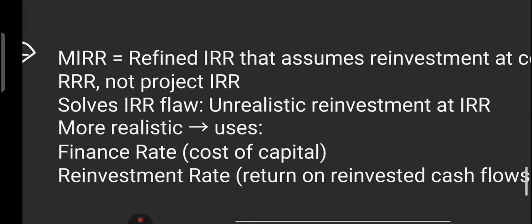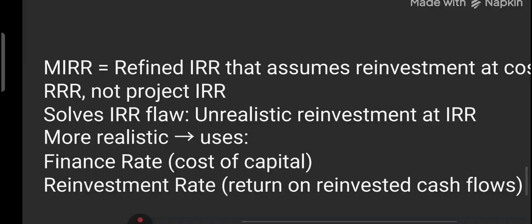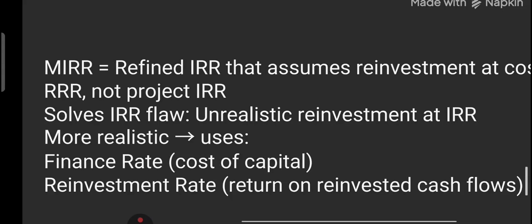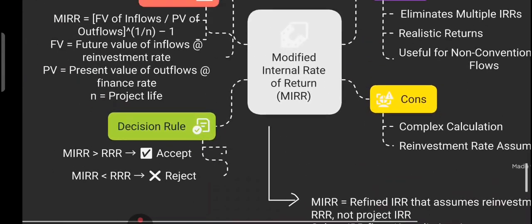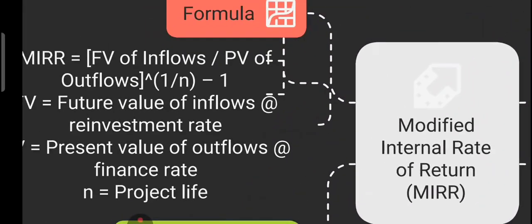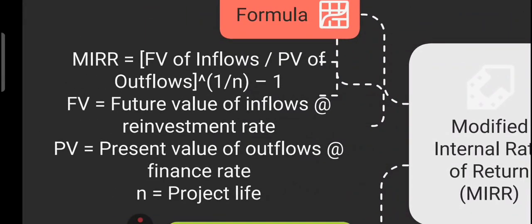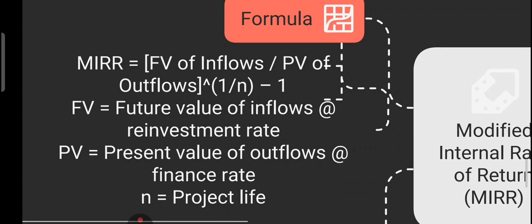So the flaw of IRR, which was unrealistic reinvestment at IRR, has been corrected by the MIRR, because it uses two practical rates: finance rate and reinvestment rate. If you look at the formula of MIRR, the formula is very simple. It is future value of inflow divided by present value of outflow, to the power 1 upon n, minus 1. So future value of inflow, which means what? It means at the reinvestment rate, and present value of outflow at that.